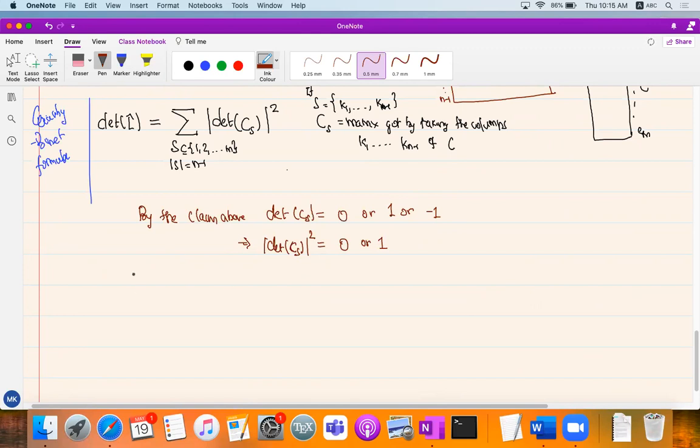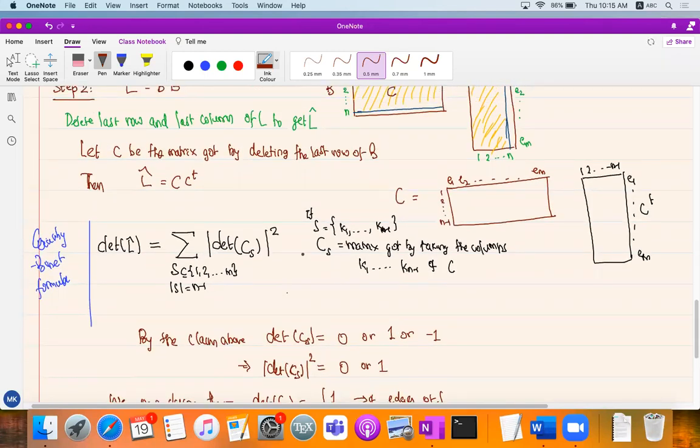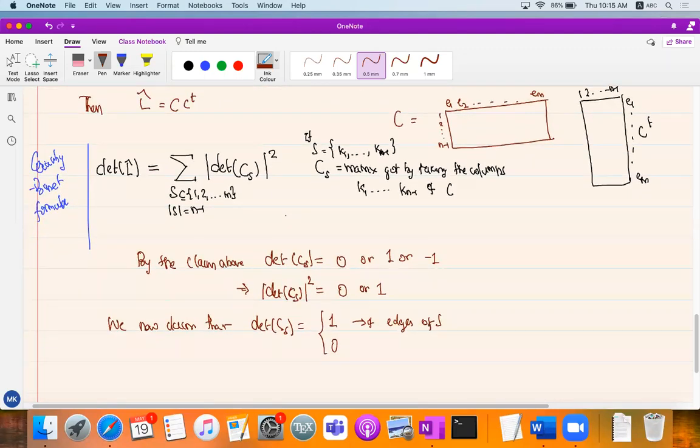So what we want to prove now is that this is precisely 1 or 0, and 1 if the edges of S form a tree. What is S? S is a subset of columns, right? So what I mean is edges given by S means you are selecting a collection of columns, and those correspond to edges. So edges of S means edges specified by S.